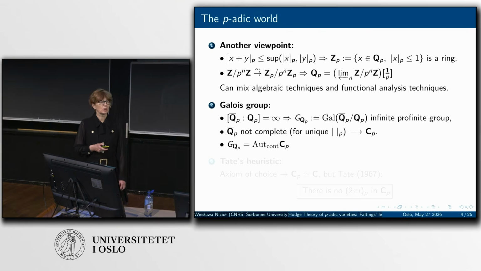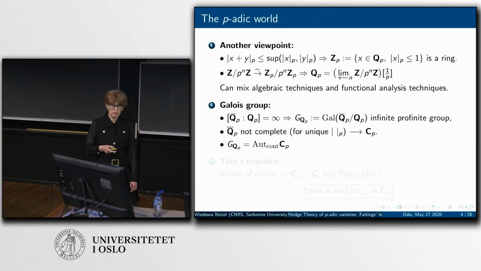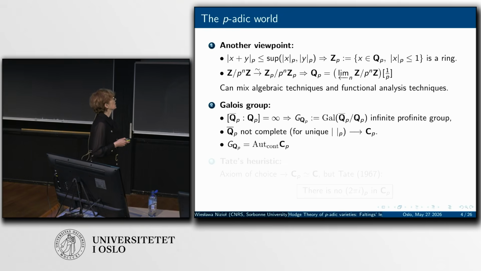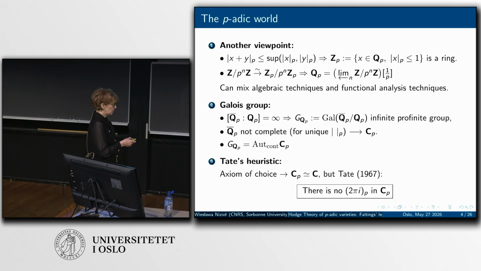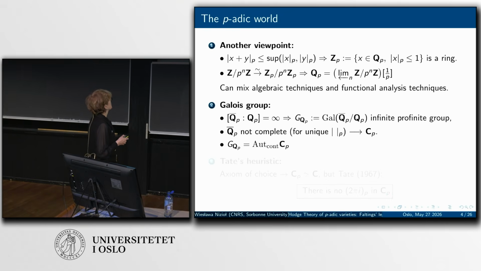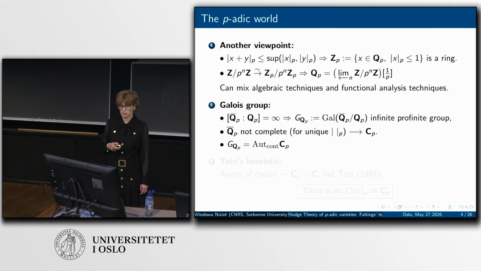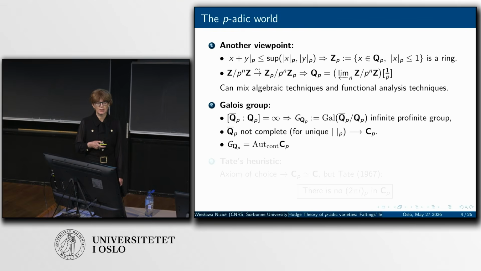I will need to talk about Galois groups. So if you attach roots of polynomials over p-adic numbers, you get Q_p bar, the algebraic closure. It's now of infinite degree. The Galois group is going to be an infinite profinite group, sorry. The algebraic closure Q_p bar is not complete, so we complete it because we prefer to have completed objects. And the continuous automorphism group of C_p is going to be the same Galois group.